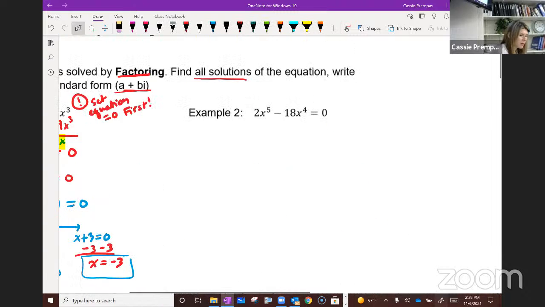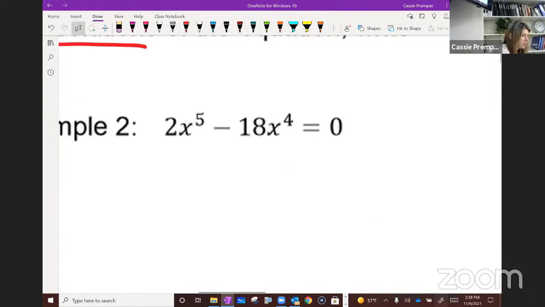All right, number 2. This one already is equal to 0, so we want to be thinking, what's the GCF?